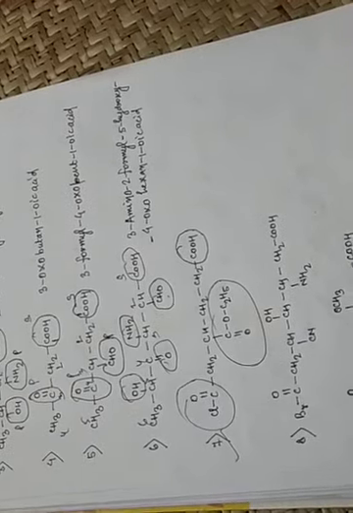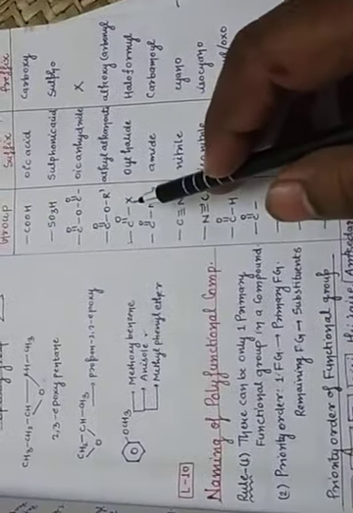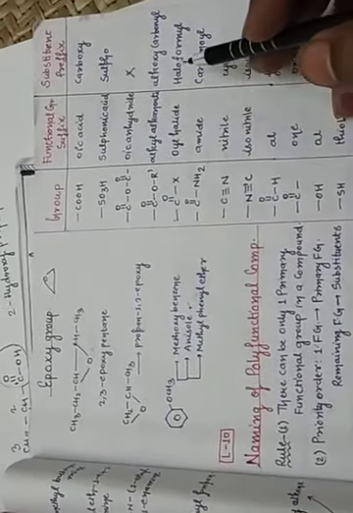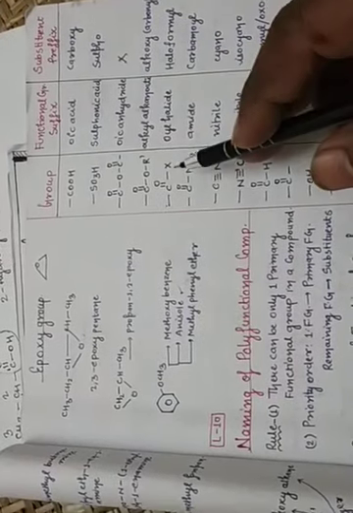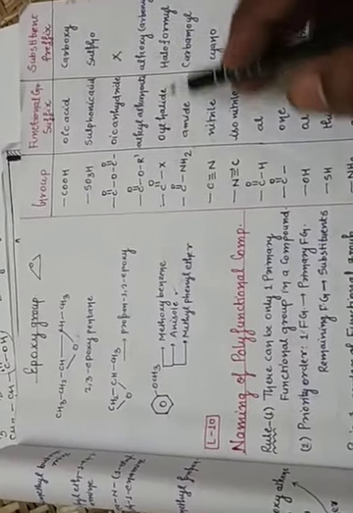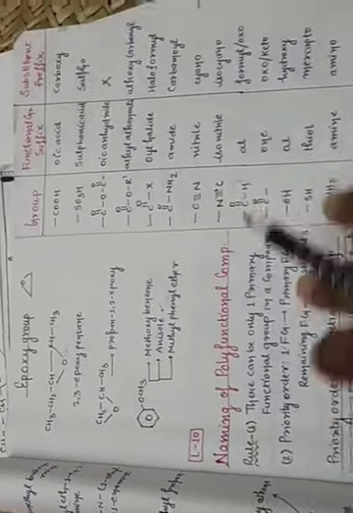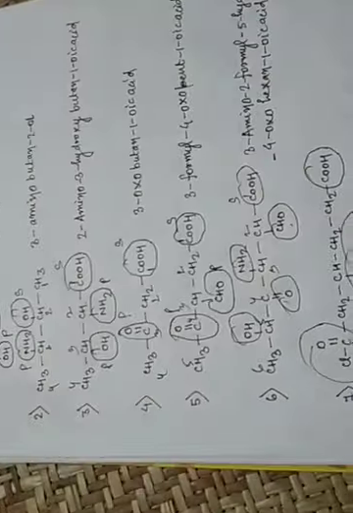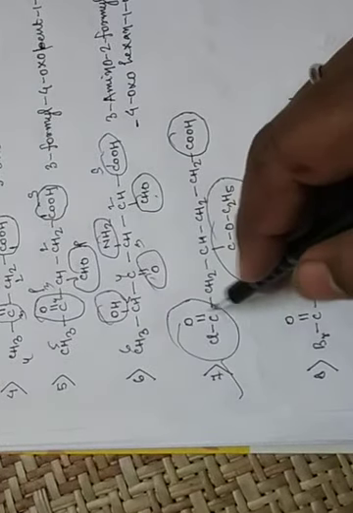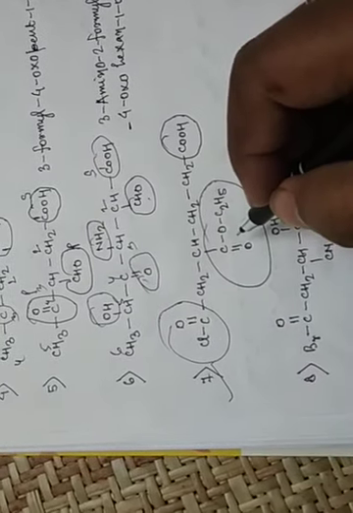Just check. There is a C double bond OX. So the suffix is oyl halide and the prefix is haloformyl. Suppose Cl is there, it means chloroformyl. Suppose Br is there, it means bromoformyl. Clear? Okay. Now there is a Cl group, so it means chloroformyl. So this is chloroformyl and this is what?